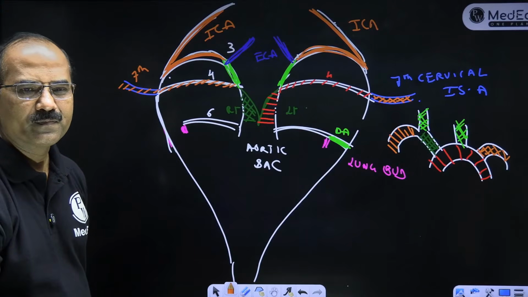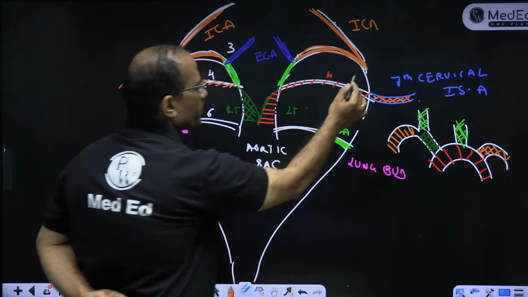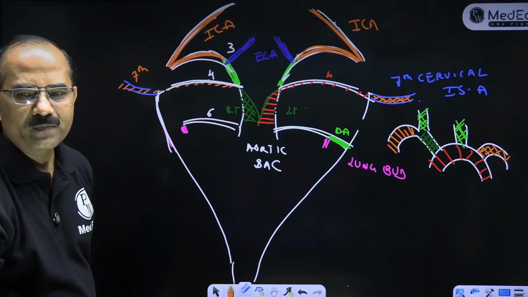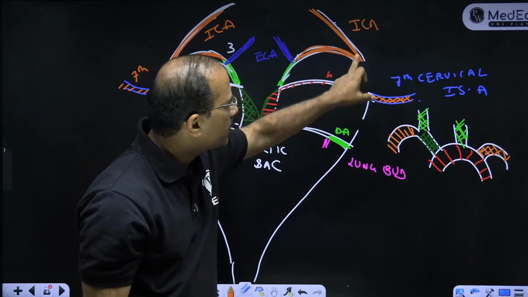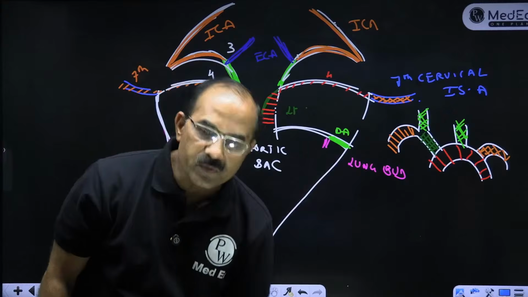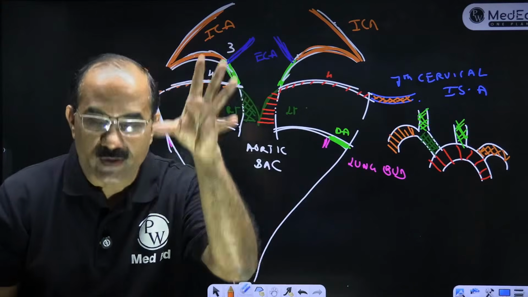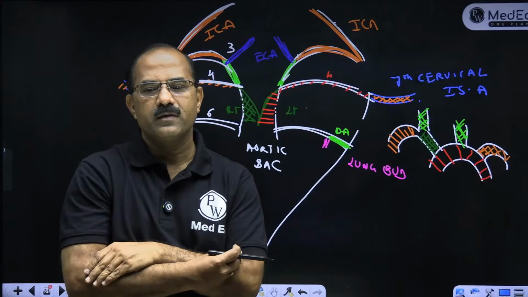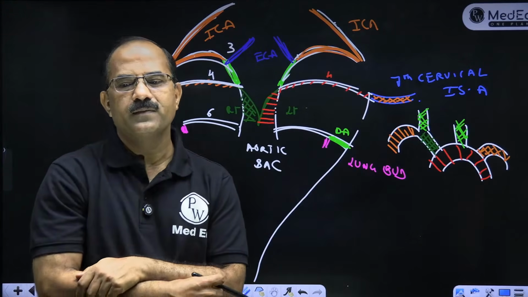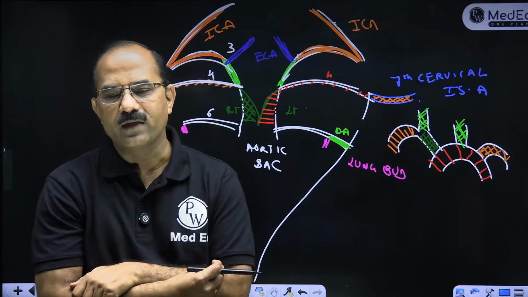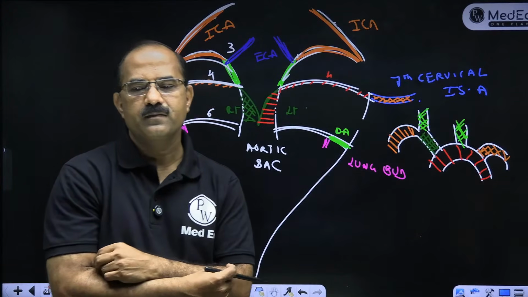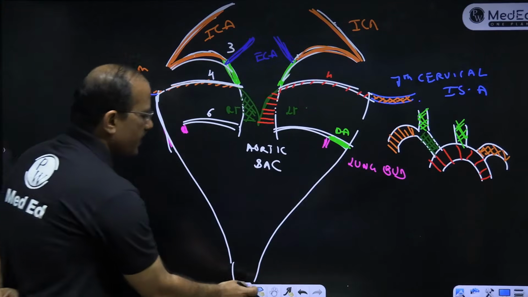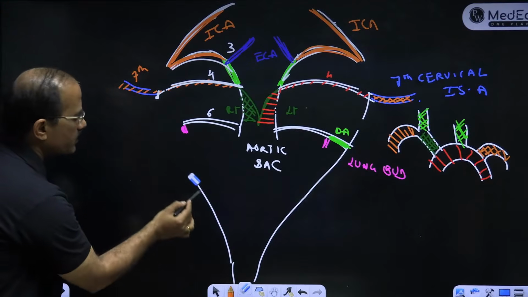Fine. Now this part of the dorsal aorta disappears. It is called the ductus caroticus. The part of the dorsal aorta between the third and the fourth arch artery disappears, and we call it the ductus caroticus. Okay. Fine. That is known as ductus caroticus. Clear?